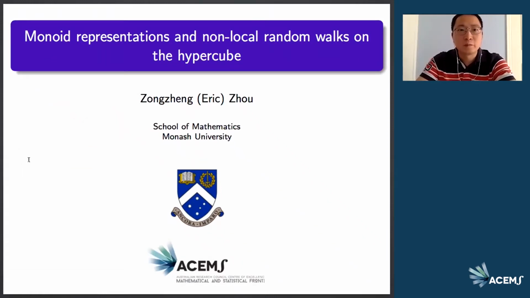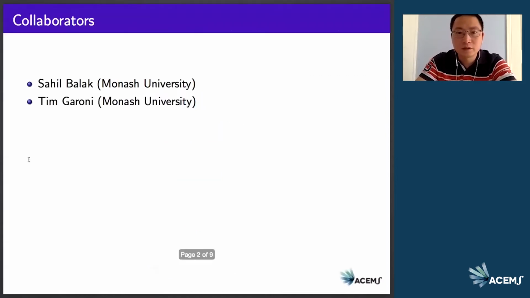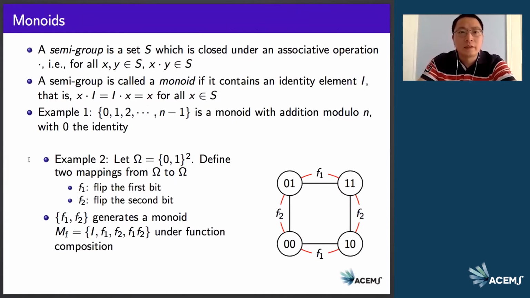Today I'm going to talk about some relations between Markov chains, especially random walks, and the algebra of monoids. This is joint work with Sahil and the team at Monash University. Sahil is an honours student who did an honours project with us. Let me first begin with some definitions.